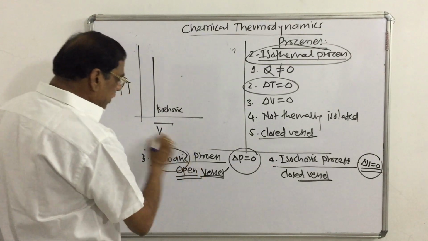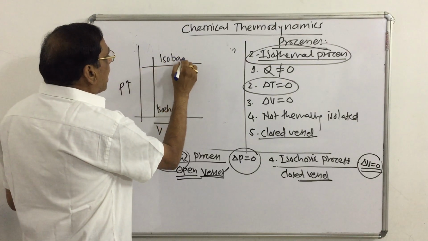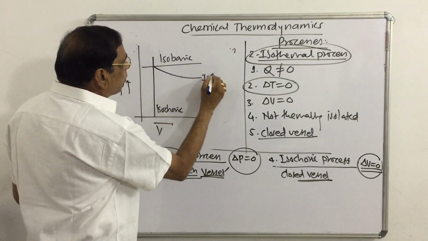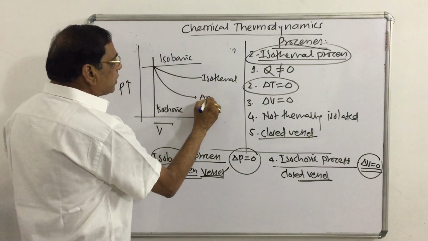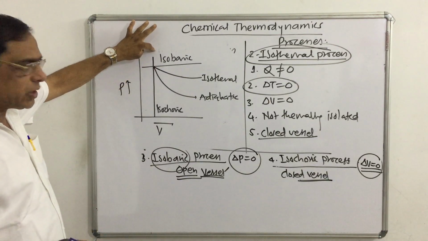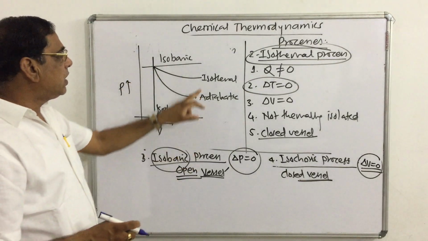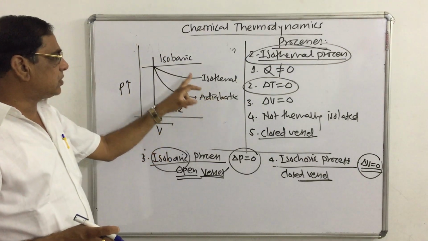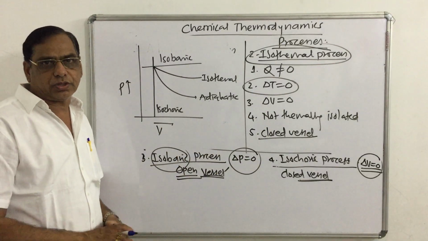Now after that, the isobaric process. In the isobaric process, the pressure remains constant. After that, this is called the isothermal process. And the one where the curve varies more is called the adiabatic process. So this is about the isobaric process, pressure remains constant; isochoric process, volume remains constant; isothermal process, temperature remains constant; adiabatic process, that is, Q remains constant. So this is about the different types of processes. Okay, thank you.